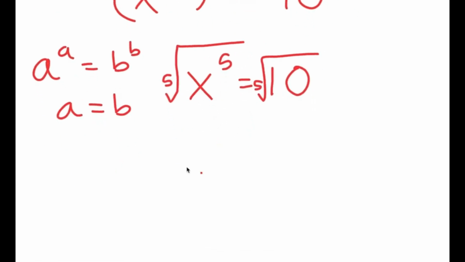So the fifth root of x to the power of 5 is x. So I get x is equal to the fifth root of 10.